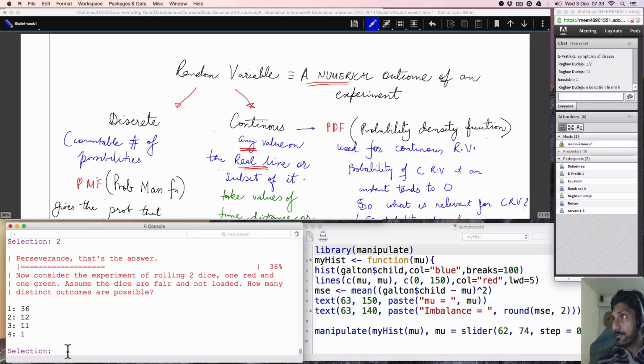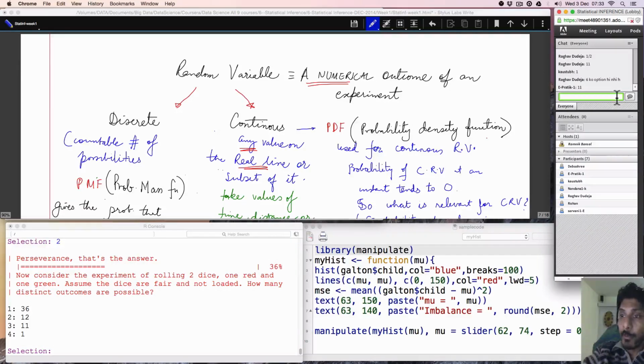36, Rohan says. 6 का option ही नहीं है. Raghav says all right, doesn't matter. Let's assume 6 का option भी हो, यहाँ गलत है. This is the question, how many outcomes? 11, Nandana. Maybe if you use the Adobe chat, it'll be better, no? Others can read your outputs. Pratik also says 11.